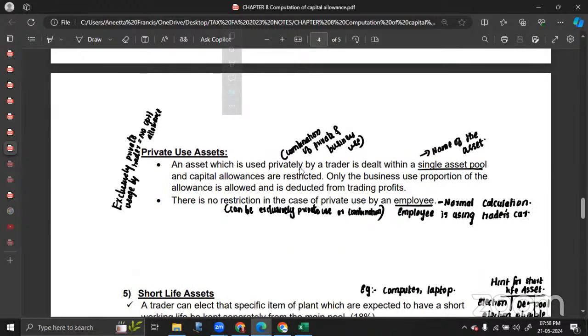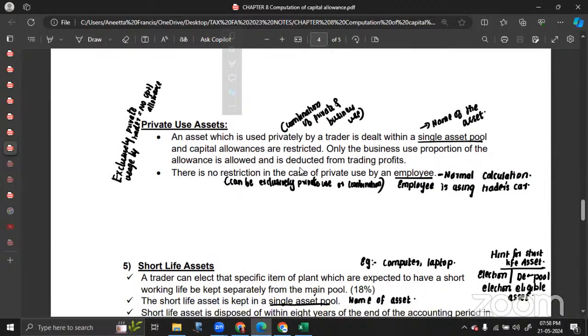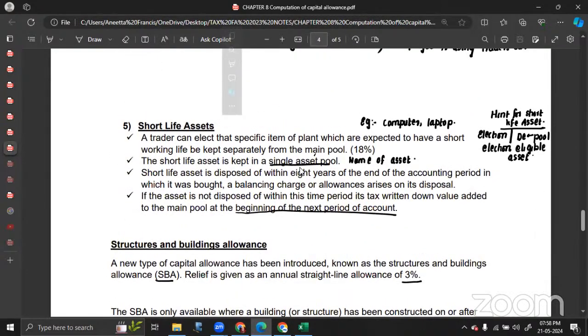For an individual's case, private use of asset has to be shown in a separate column. The WDV depends on whether it was a main pool item or a special pool item. And your capital allowance will be restricted to the business usage. Short life asset, in the question, you have to look out for the word election or depool election. If they made an election or a depool election, that is a short life asset that has to be separately shown in a column. And then WDA should be applied based on what category it belongs to.